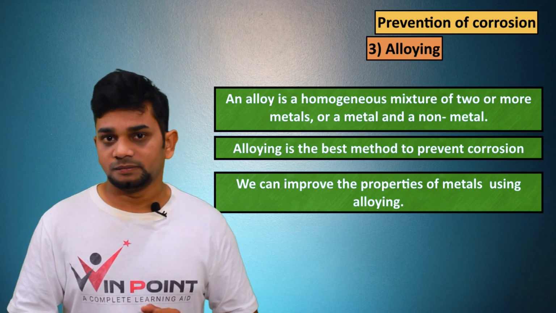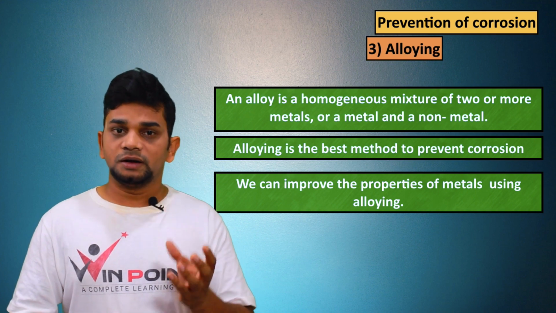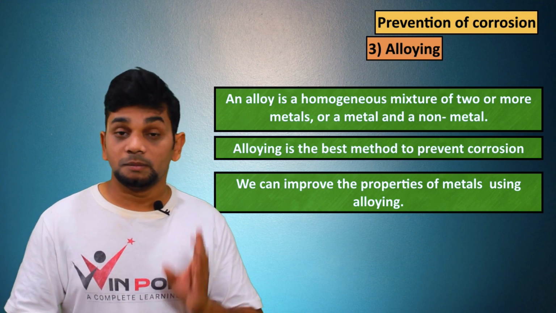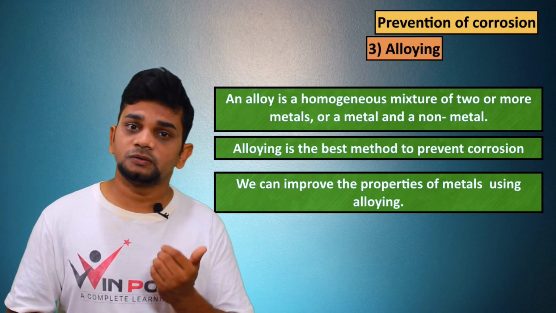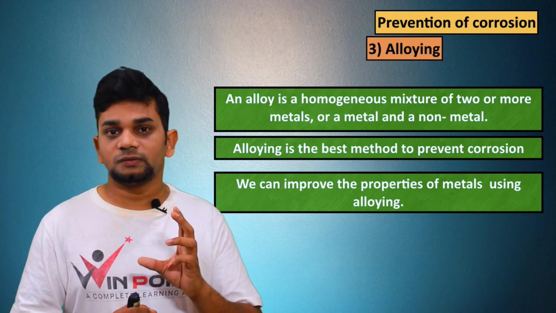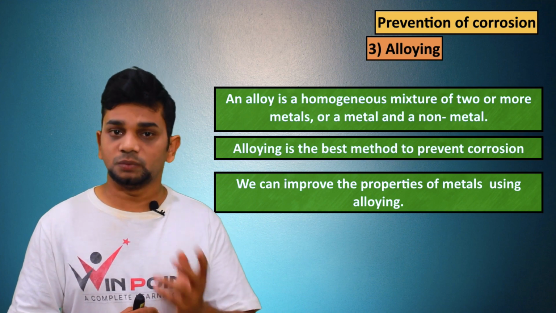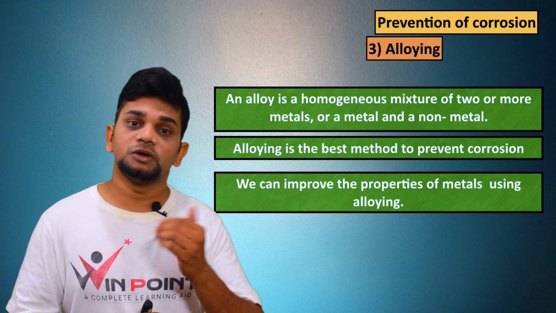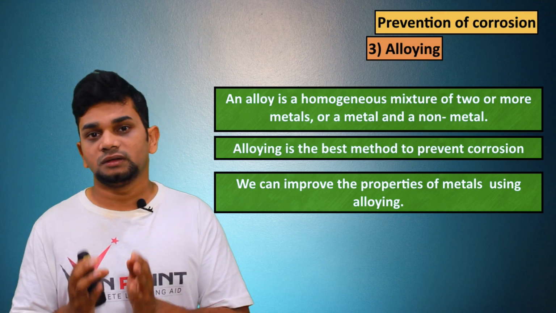For example, iron. When we are using iron, there is a chance of corrosion because the iron will react with water and oxygen present in the atmosphere. But when we are using an alloy of iron like steel, steel is the alloy of iron plus carbon. For this steel, the reactivity is very less. Corrosion is very less. It won't react with the atmosphere. The rusting process is not going to take place for steel. Steel is more durable than iron. So it is an alloy of iron and carbon.